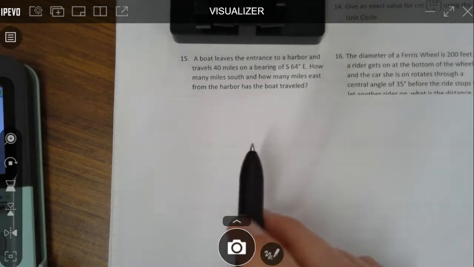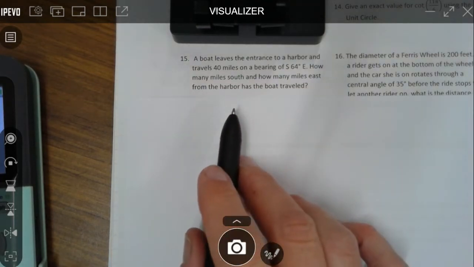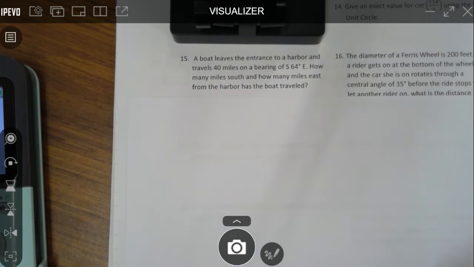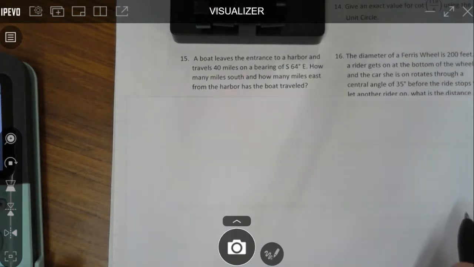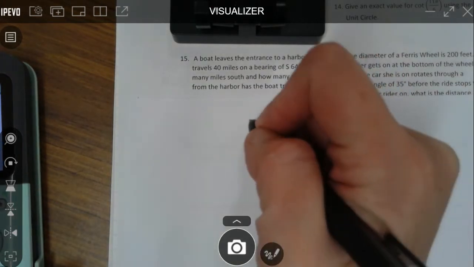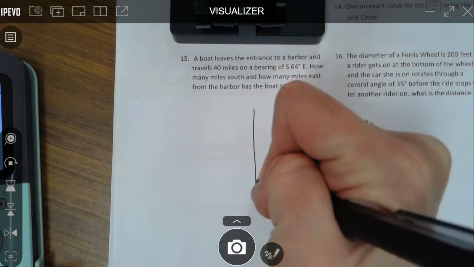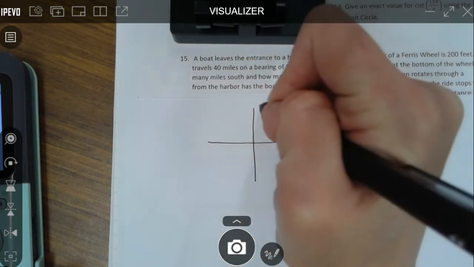Okay, so we're going to do problem number 15 from the extra practice puzzle for Unit 1. A boat leaves the entrance to a harbor and travels 40 miles on a bearing of 64 degrees southeast. Draw myself a compass here.